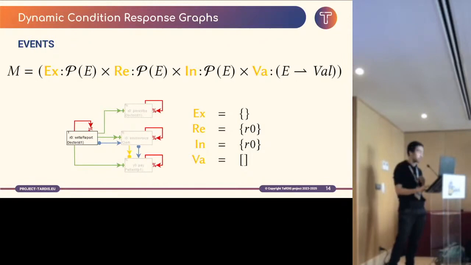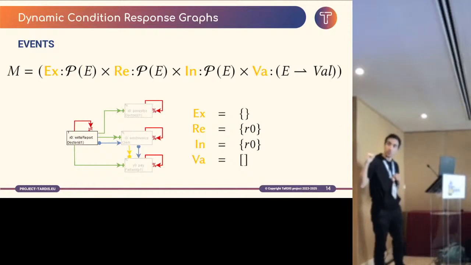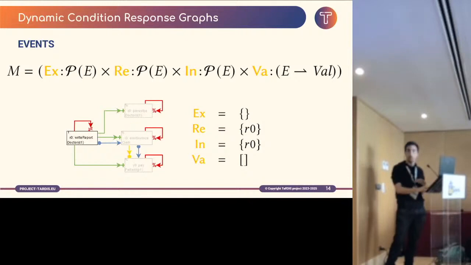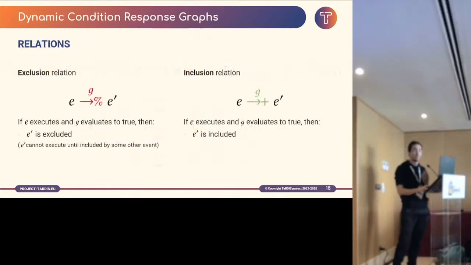Here the three events on the right side are grayed out since they are excluded and cannot be executed. They are initially excluded due to the percentage mark on the upper left corner, and the write report event is in the included, pending set of events, since it has the bang, which states that the initial state of the event is pending.